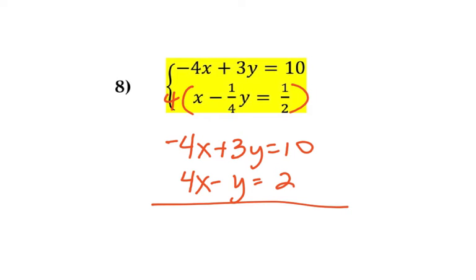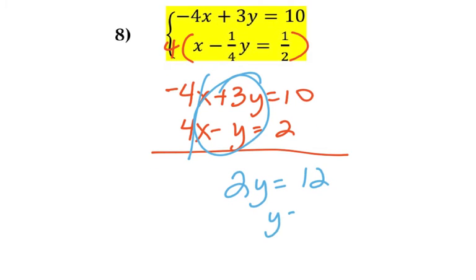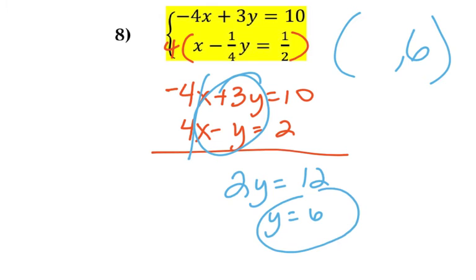I'm going to add these and get rid of the x's, so that's eliminated. I've got positive 3y, negative 3y. Make sure you watch your signs here. 10 plus 2 is 12. And then I'm going to solve for y, so y is equal to 6. So in my ordered pair, I'm going to put 6 for my y. Then I'm going to put this back in.